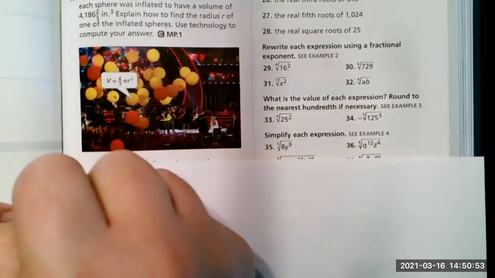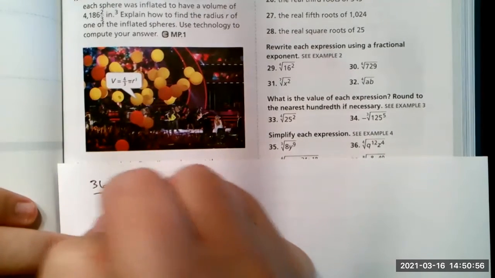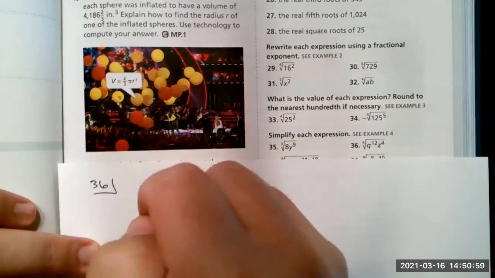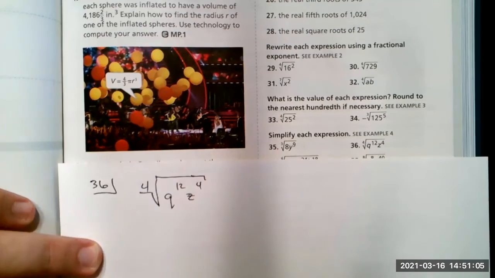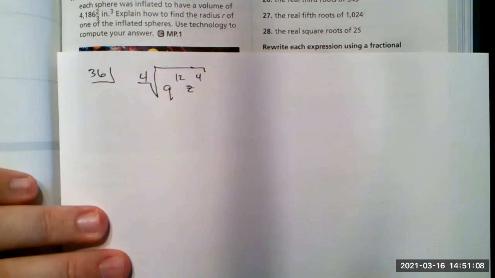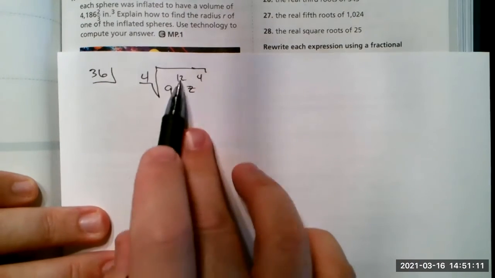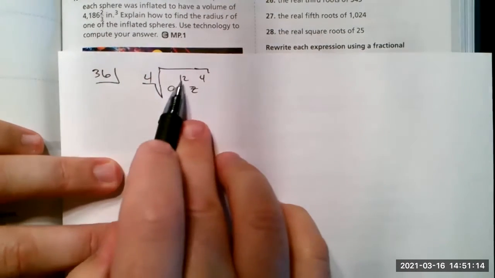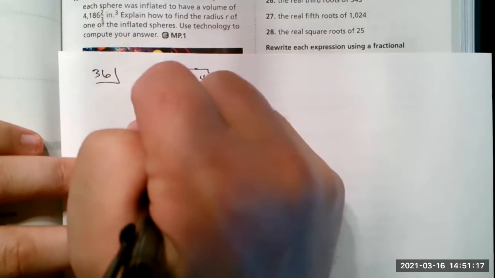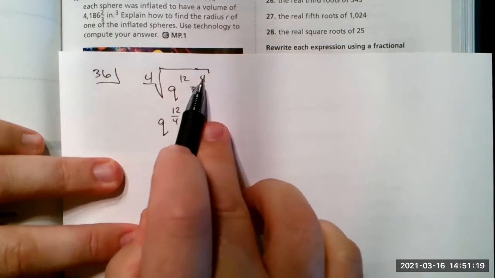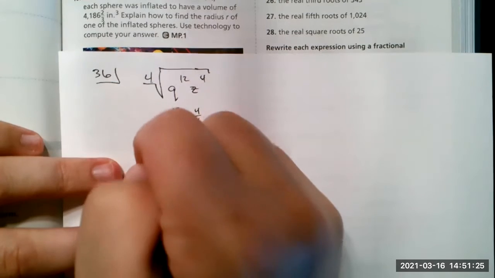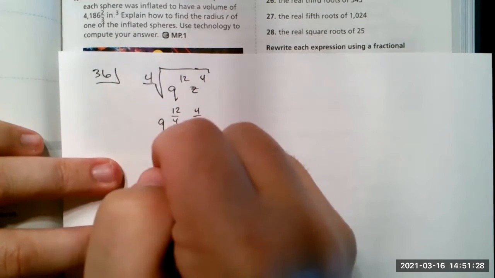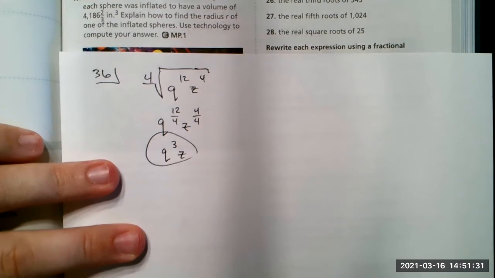36, the 4th root, q to the 12th, z to the 4th. So for 36, again, think about it in 2 steps. I'm not going to write it out, but that's what I do. So this is going to be q to the exponent over index, and then I'll have z to the exponent over index. 12/4, that simplifies down to 3. 4/4 is just 1. So q cubed z is that simplified version.